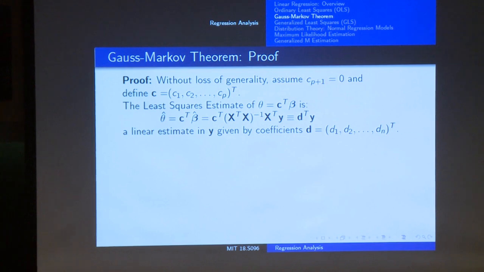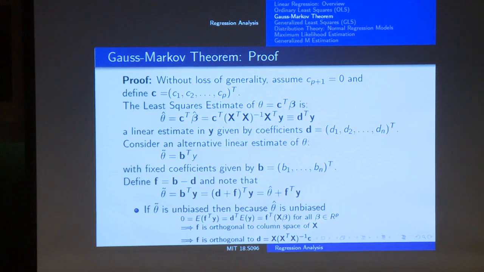Actually, these notes are going to be distributed, so I'm going to go through this very, very quickly and come back to it later if we have more time. But the argument for the proof here is you consider another linear estimate, which is also an unbiased estimate. So let's consider a competitor to the least squares value, and then look at the difference between that estimator and theta hat.